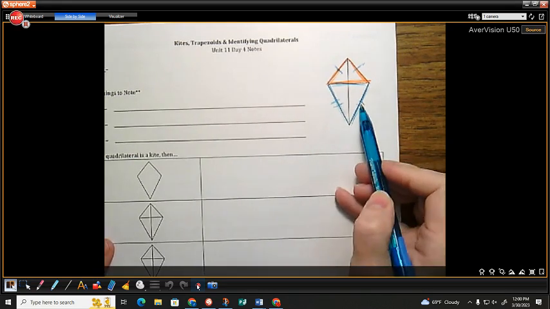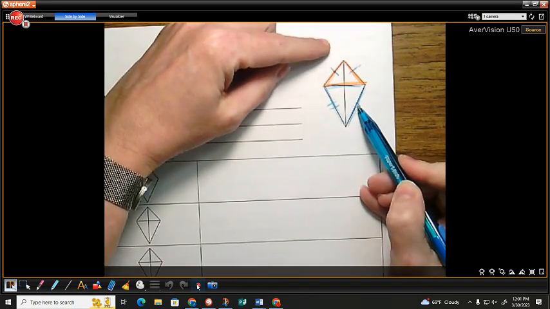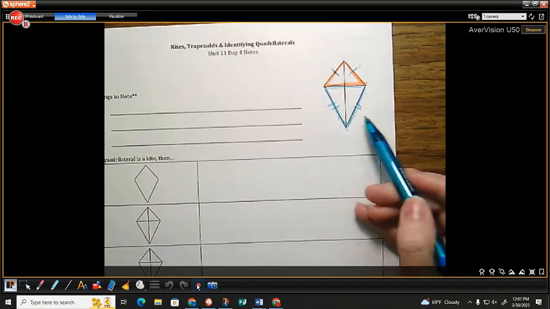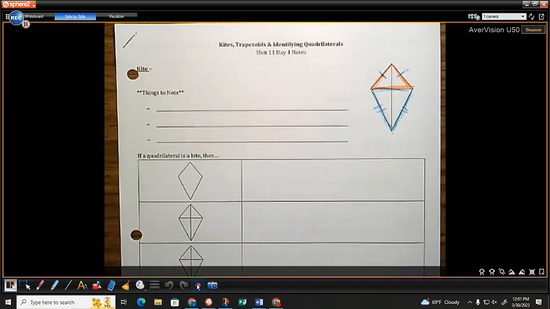Now, are these the opposite sides from each other, like they were in a parallelogram? No, look, this side across from this one, those are not the same size. And these ones are not the same size. So how are we going to say that the sides that aren't opposite are congruent? Adjacent sounds like adjacent angles, and that's not what we have. How about we go with consecutive? Remember that one? Which kind of means the things that come right next to each other.